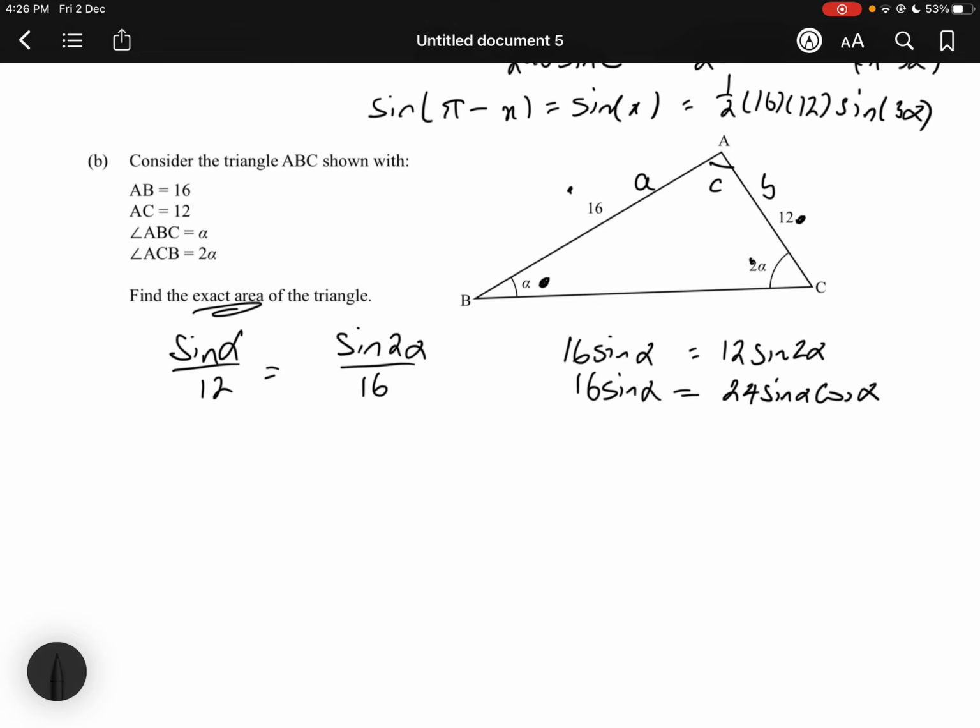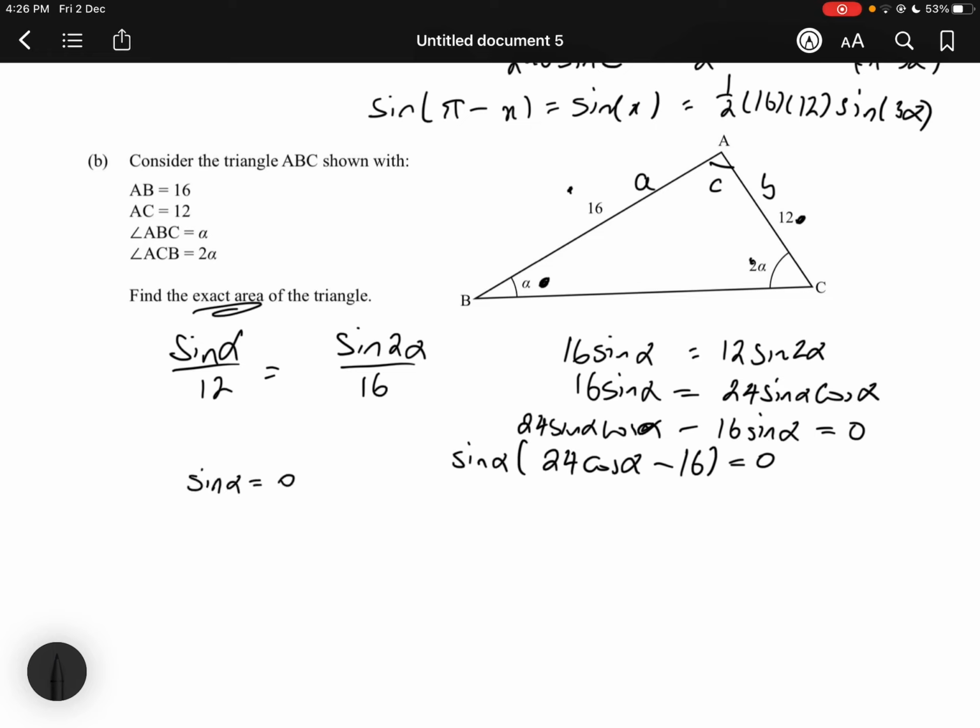So we can solve this by making it equal to 0 and solving for alpha. So we have 24 sine alpha cos alpha minus 16 sine alpha equals 0. If we factor out sine alpha, that leaves us with 24 cos alpha minus 16 equals 0. So we have sine alpha equals 0, or cos alpha equals 16 over 24, which is 2 over 3.